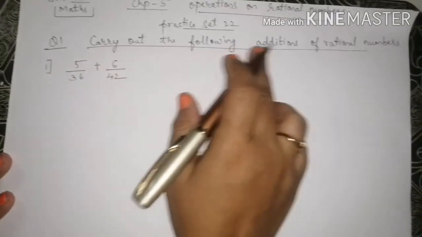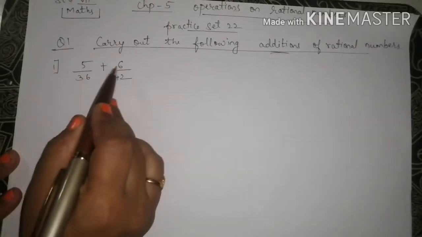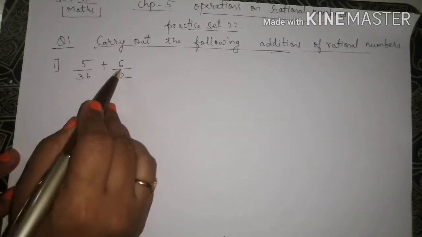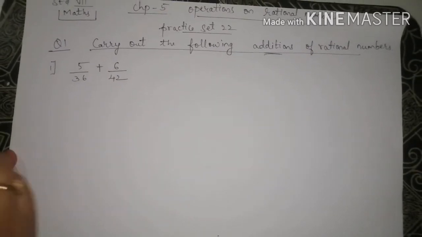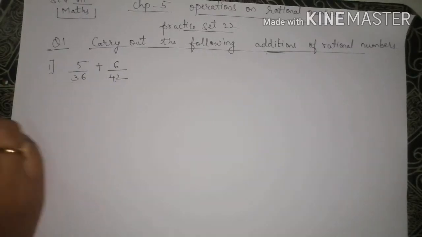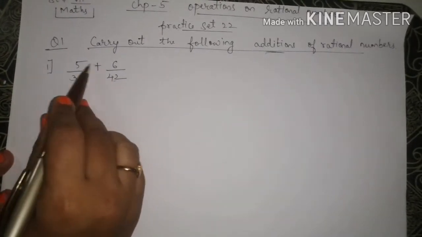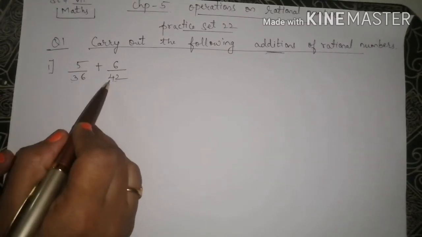First one is: carry out the following addition of rational numbers. Here it is addition. These are two rational numbers in the form of p by q, and the sign between them is plus. Children, first let us check the denominators. If denominators are the same, we add the upper numbers and write the denominator only once. But here the denominators are not the same.